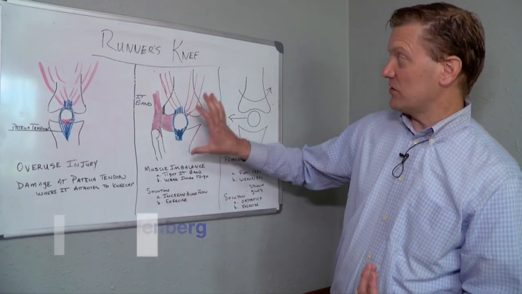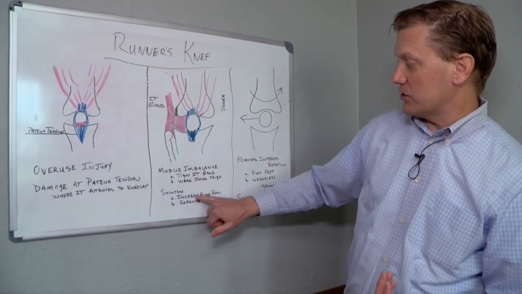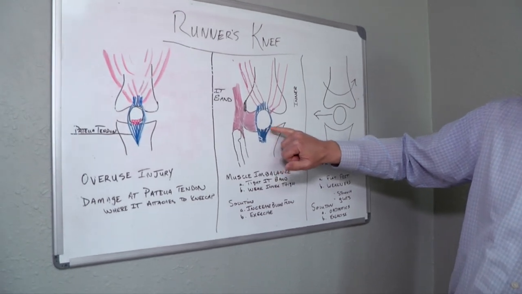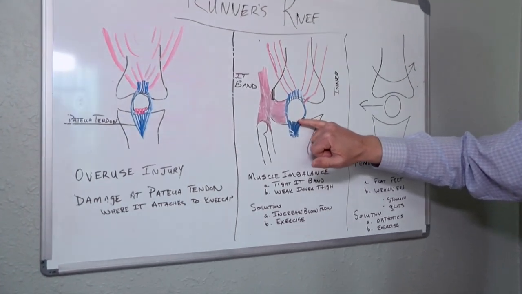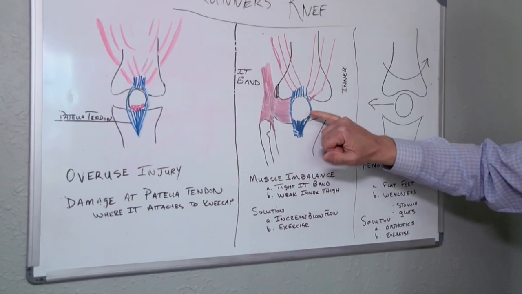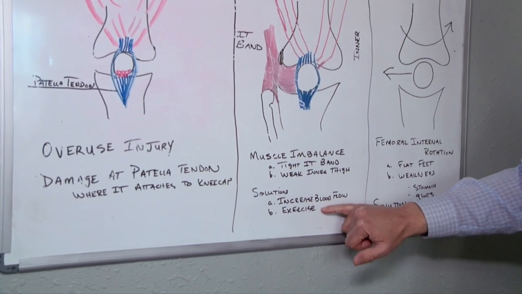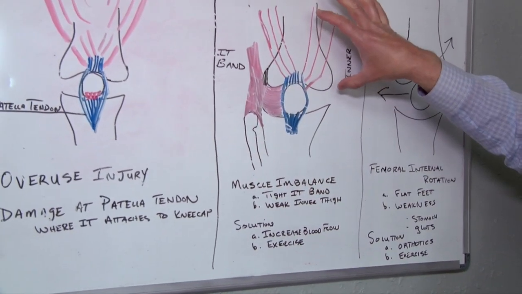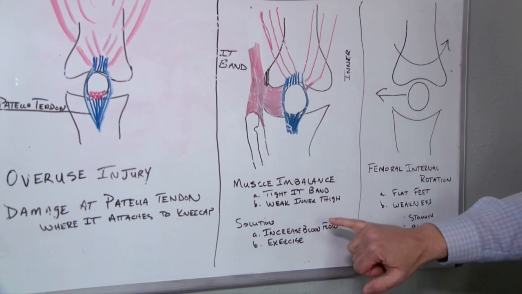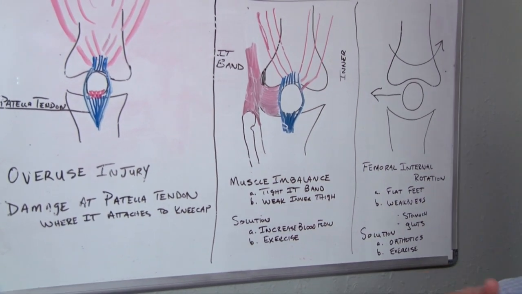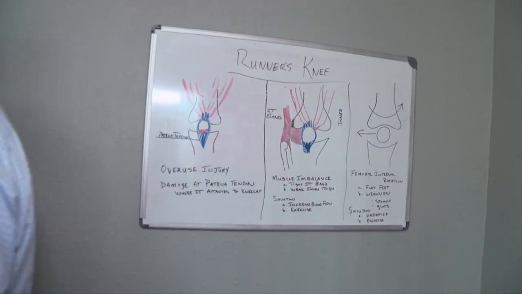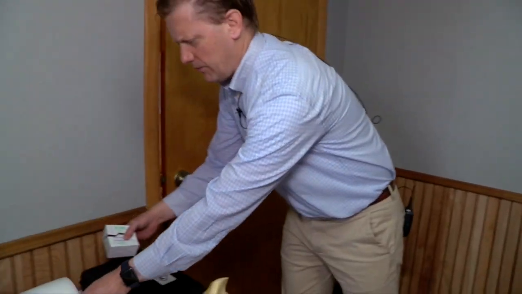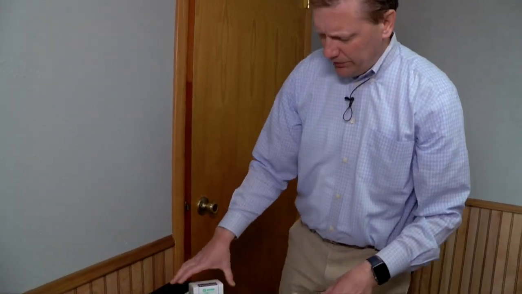So the solutions for this condition would be to try to increase blood flow very specifically right into this region. You need blood flow there so you can get rid of the inflammation. And then you also need to do some very specific exercises to stretch the IT band and to strengthen the quad. So in terms of increasing blood flow, there's a couple of things that we can do. You can turn the camera over here. We can do a couple of things.